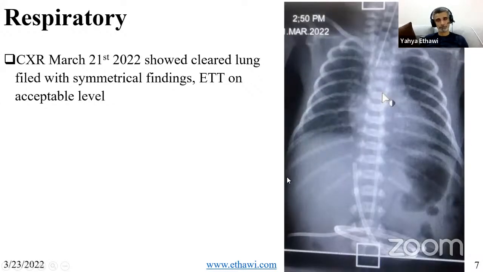Anybody want to comment on the X-ray? We can see that the ETT is in a good position, the inflation on both sides is okay, the spaces between the ribs are okay, the number is 8, and they are symmetrical. The cardiac silhouette looks okay. The costophrenic angle also looks okay. There is no crowding of the ribs on one side, so inflation is okay.